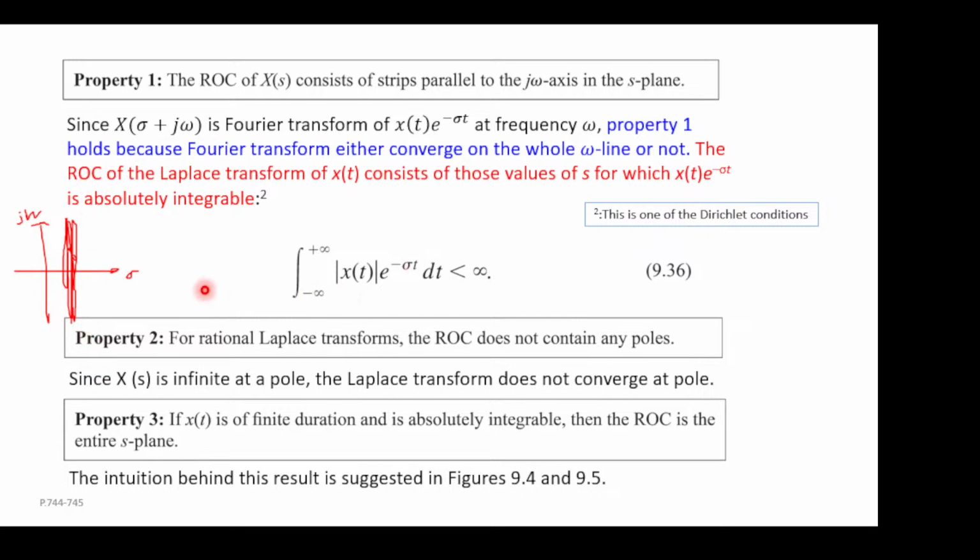From property 1, if you want to specify the ROC, you just need to think about which sigma is in the ROC, because once you determine a sigma in the ROC, the whole straight line with that sigma is in the ROC. Then we can use this to argue. We just multiply your x of t with e to the minus sigma t and think about whether that thing has a Fourier transform.